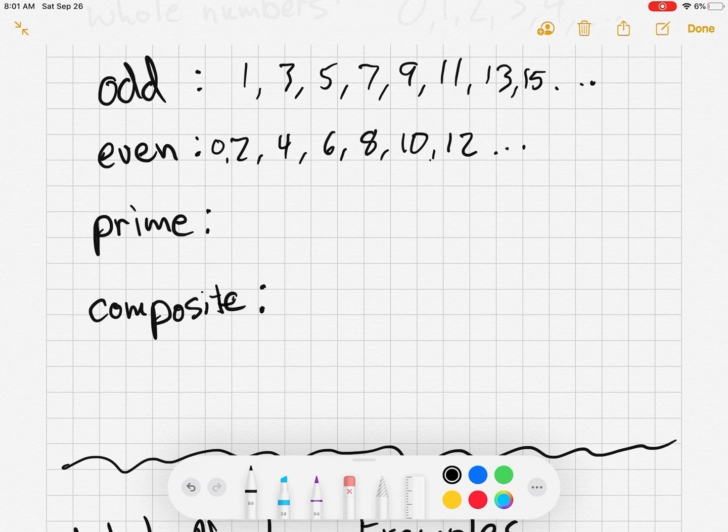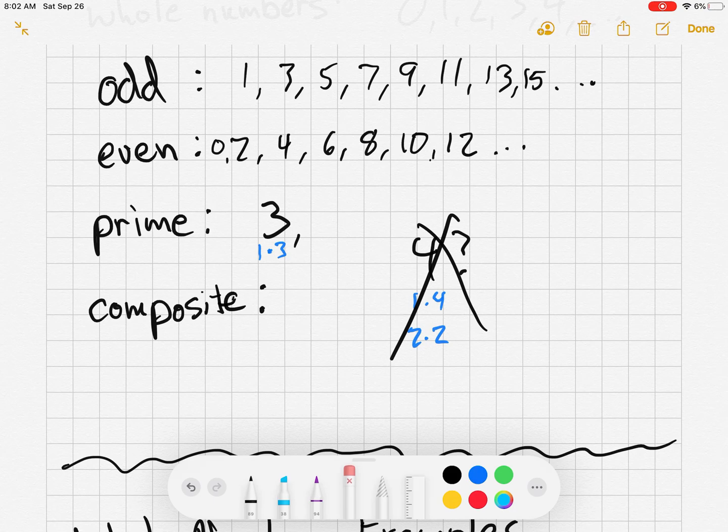Let's start with a real simple one. 3. 3 is a prime number. The only numbers that go into 3 are 1 times 3, right? Remember, we're showing multiplication as a dot now. So 3 is a prime number. What about 4? Well, of course we have 1 times 4, so that must be prime? No. 2 times 2 is also 4, so this one would not work.